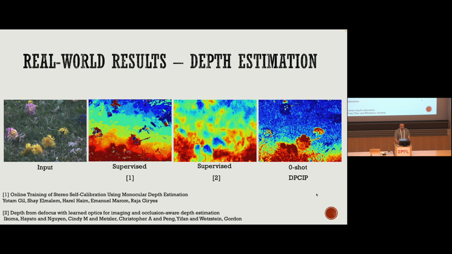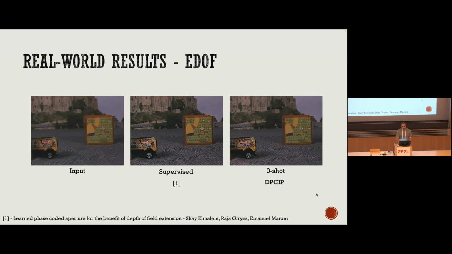Now, for our real-world results, we took images from the camera I've shown before. The first baseline is the baseline I showed in the simulation results, and for the second baseline we tried to take depth from defocus with learned optics. And of course, we couldn't use the provided checkpoints and the code since it's a whole new imaging system, so we have to retrain it over our data. This is a nice case showing that since our data was much smaller than the original data, the results are not as good as expected. And you can see that our zero-shot method still produces fairly good results, again, without any data sets. We do the same for the extended depth of field.